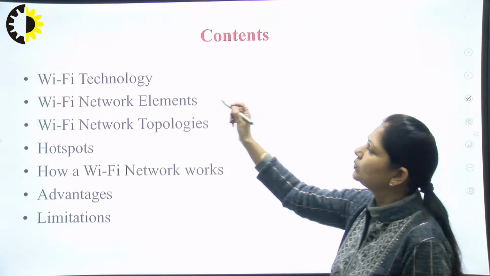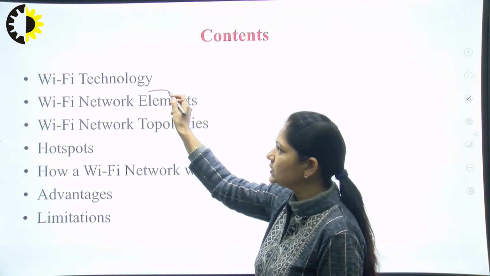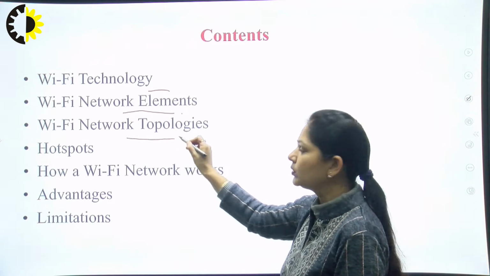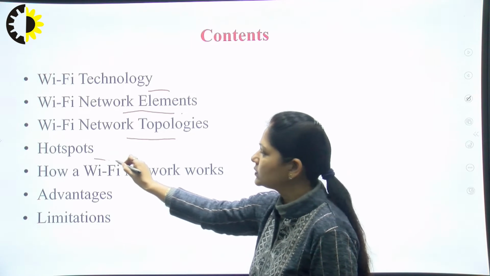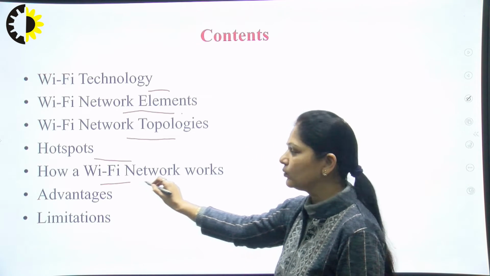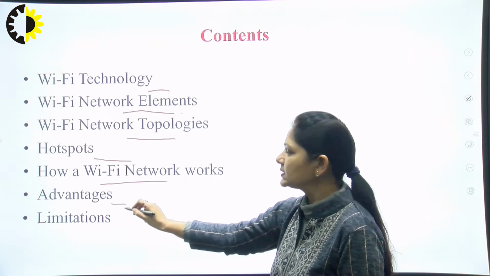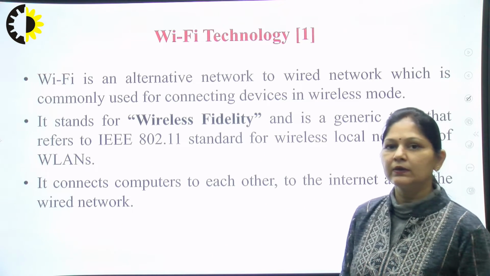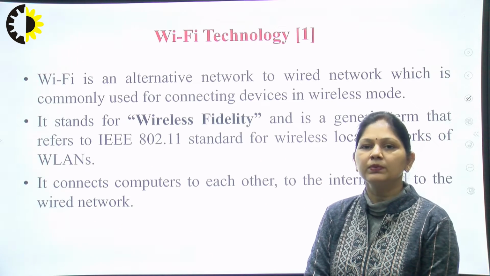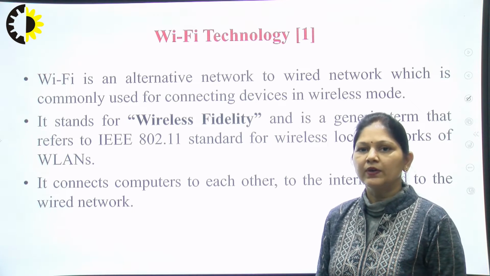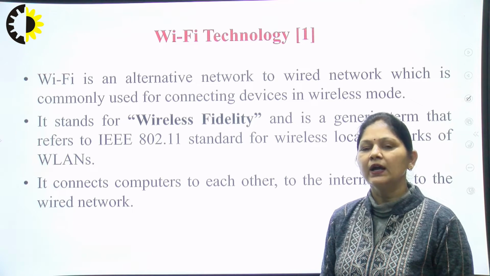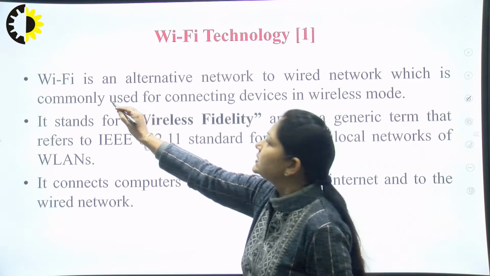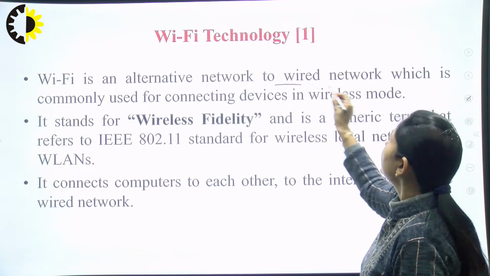My slides will include the topics Wi-Fi technology, Wi-Fi network elements, Wi-Fi network topologies, what we mean by hotspots, how a Wi-Fi network works, its advantages and limitations. Now, as all of us are familiar with the term Wi-Fi, whenever we have to make any data transfer, we look for a Wi-Fi connection so that its speed is high and our data will be transmitted at a high speed. So, Wi-Fi is an alternative network to wired network.